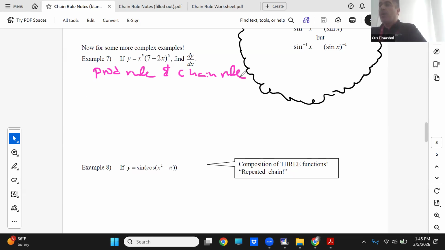You have to take care of parentheses and exponents first, right? You can't. So you could expand if you wanted to and FOIL it 6 times and then distribute x to the 5th and then do the power rule. That'd be crazy. Don't do that. Here's what I'll do. You need to be very organized in this approach.